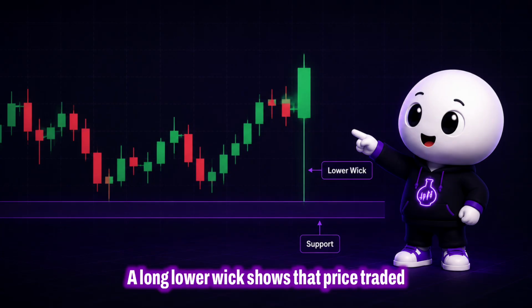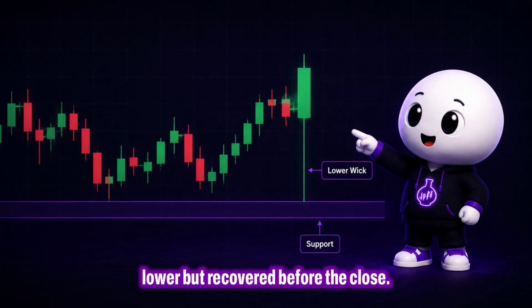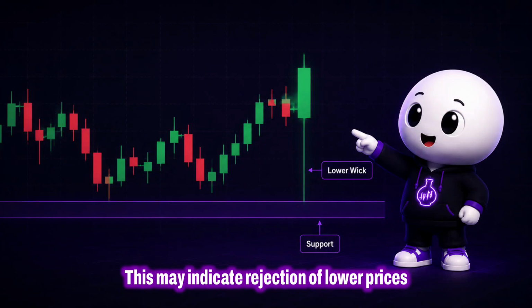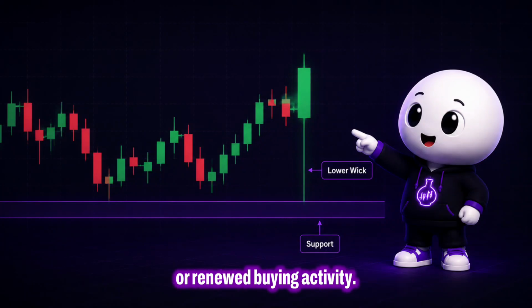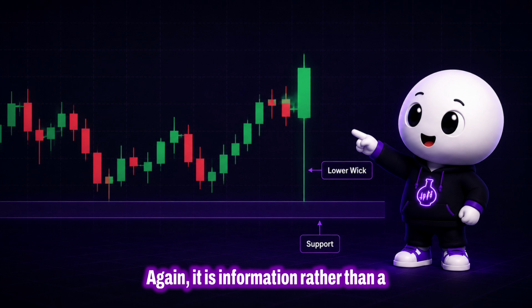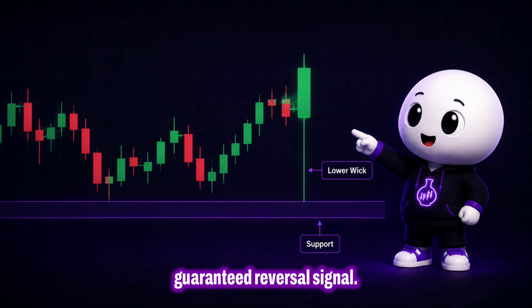A long lower wick shows that price traded lower but recovered before the close. This may indicate rejection of lower prices or renewed buying activity. Again, it is information rather than a guaranteed reversal signal.